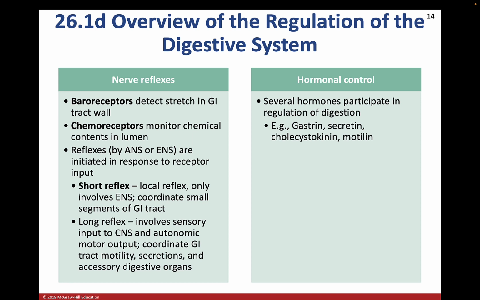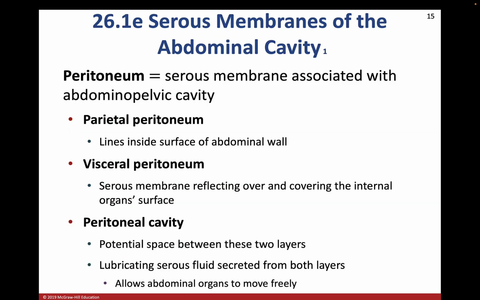Now, it's also important to keep in mind that there is hormonal control. There are a number of hormones that play a role in regulating digestive processes. Examples are going to be gastrin, which is produced, unsurprisingly, by the stomach. And then we'll have secretin, cholecystokinin, quite often abbreviated as CCK, and motilin. These are all produced by the small intestine. Remember, the exception to the rule is gastrin, which is actually produced by the stomach.